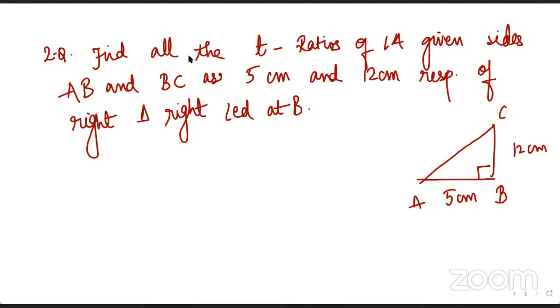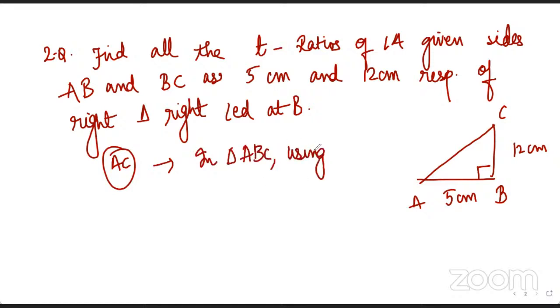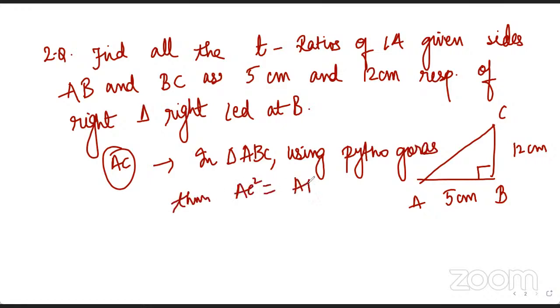You will be writing the complete answer, that sine A is equal to what? Okay. Now, first of all, I'll find AC. Now, to find AC, I can utilize the Pythagoras theorem. Therefore, in triangle ABC, using Pythagoras theorem, AC square is equal to AB square plus BC square.